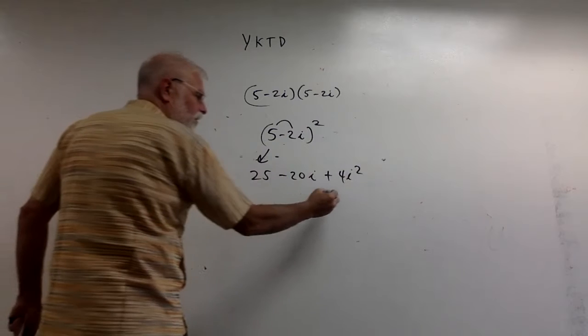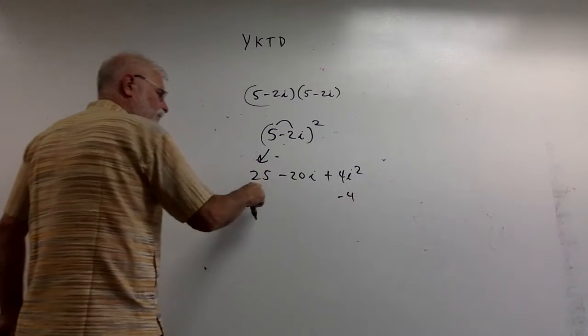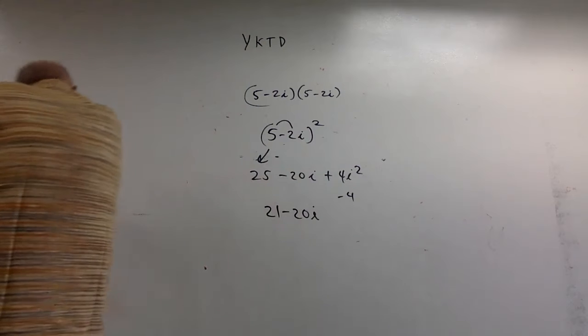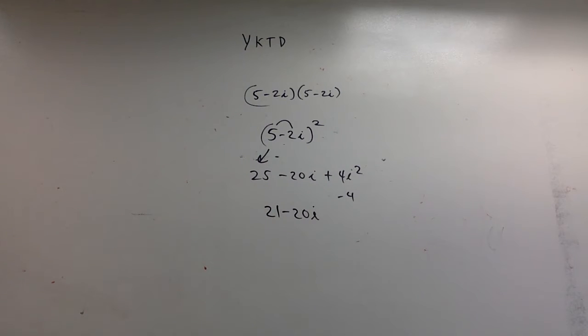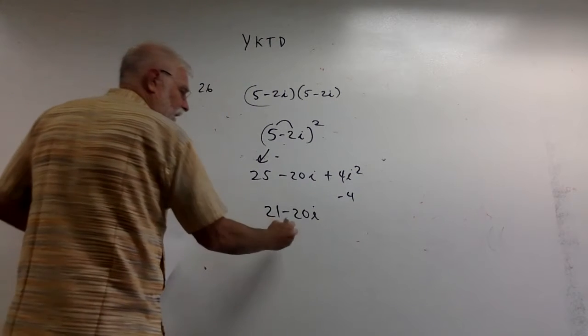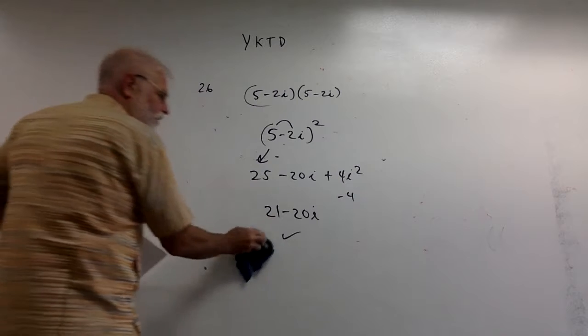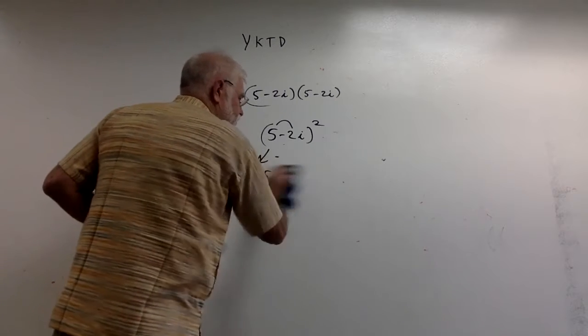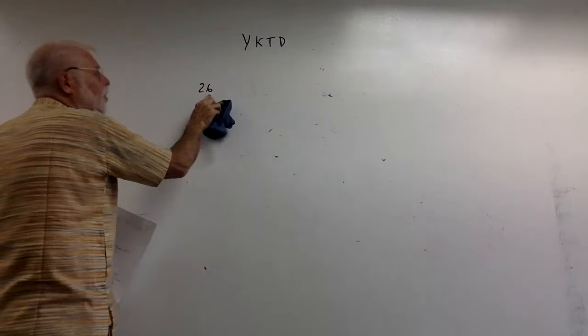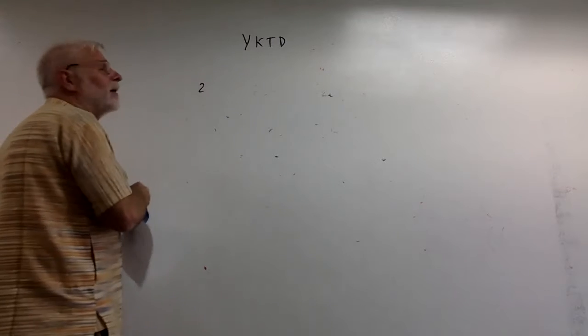What does 4i squared do? It makes it negative 4. So negative 4, 25, 21, minus 20i. All right, so that's number 26. That's what you get. Now we're on one more than 26. I think that's 27.